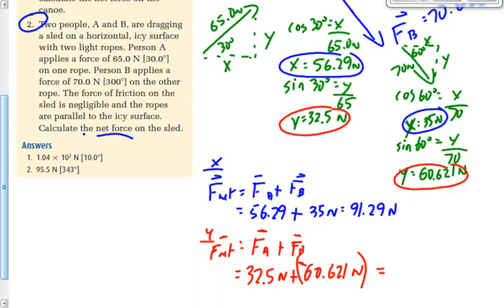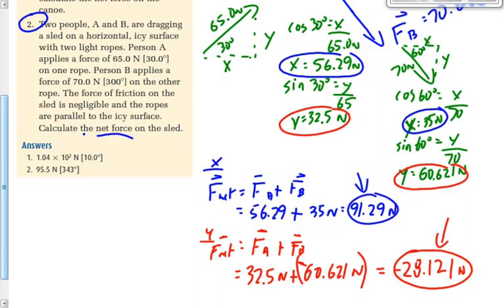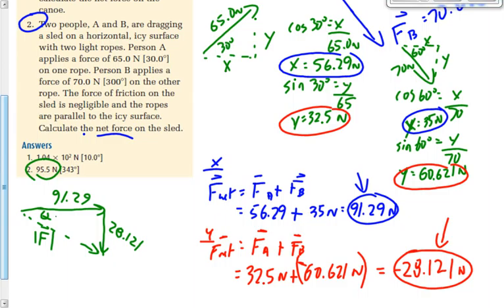Now we add those up, negative 60.621 plus 32.5 is going to give me, what is that, negative 28.121? Is that right? You have 25? I think it's 28. Yeah. All right, so we've got our x component here, and we've got our y component. These are our two important numbers now. Let's combine them. 91.29, I should say, and then we've got 28.121. We're going to find the magnitude of this force by doing the Pythagorean theorem, and we're going to find the angle using the inverse tan function. And when we do, we get 95.5 newtons, and the angle here would be 17 degrees.